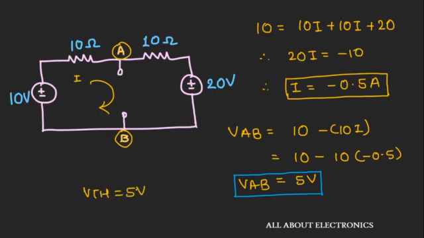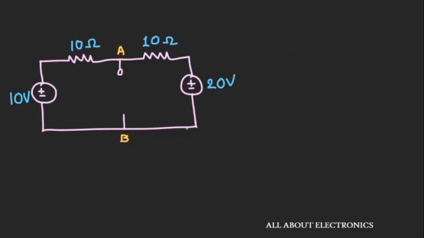Now let's find the Thevenin's equivalent resistance. To find it, we will turn off all the sources. So we will short circuit these two voltage sources.